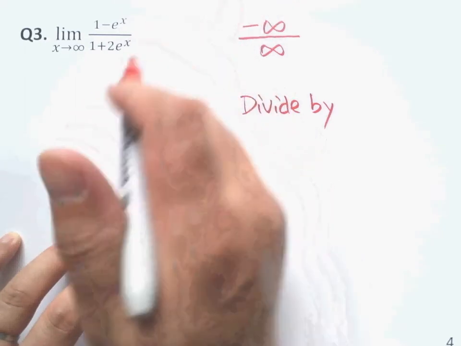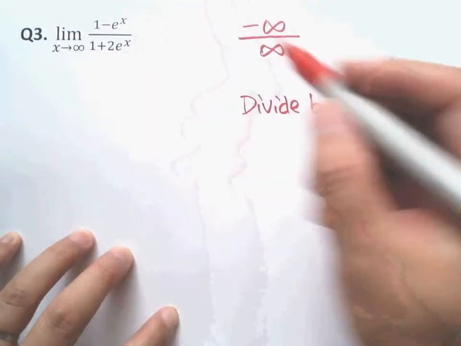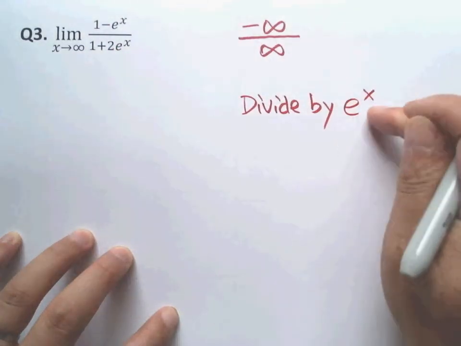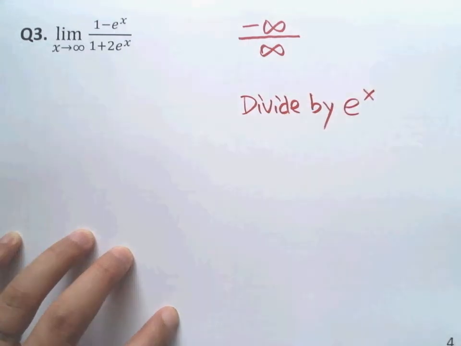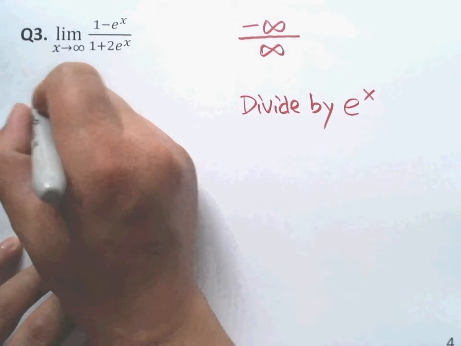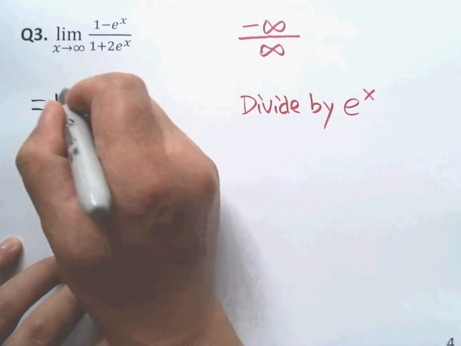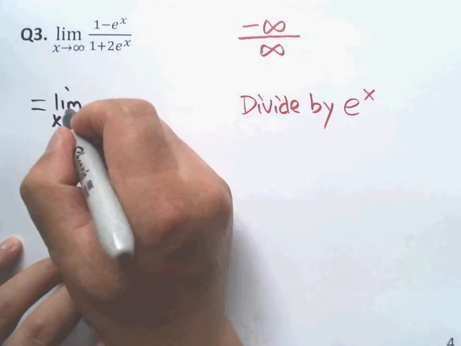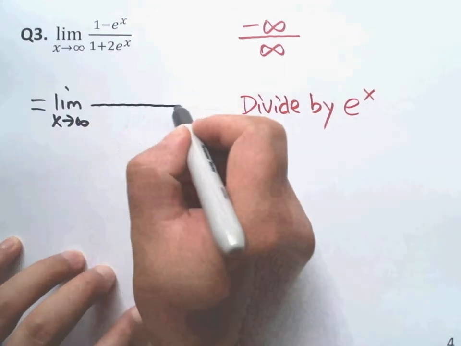Divide the numerator and denominator by the highest term in the bottom. Of course, it is e raised to the x power. You divide each term by e raised to the x power, and then we will have similar results. Easy to get. Now, what do we do? It is the limit as x approaches infinity.